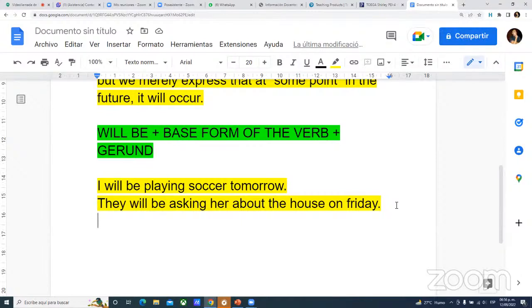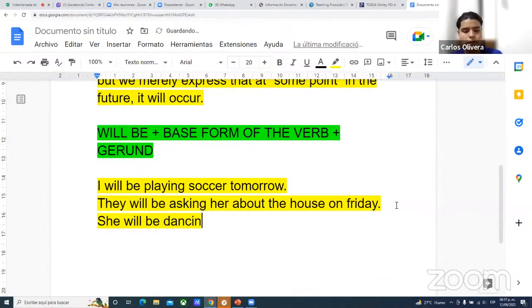She will be dancing in the weekend. All right. This weekend. Sounds better. Okay. She will be dancing this weekend. She will be dancing this weekend.